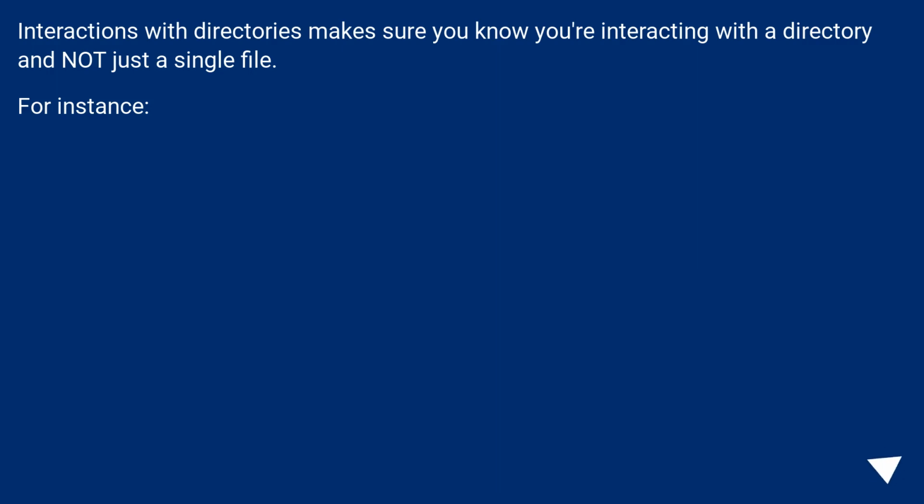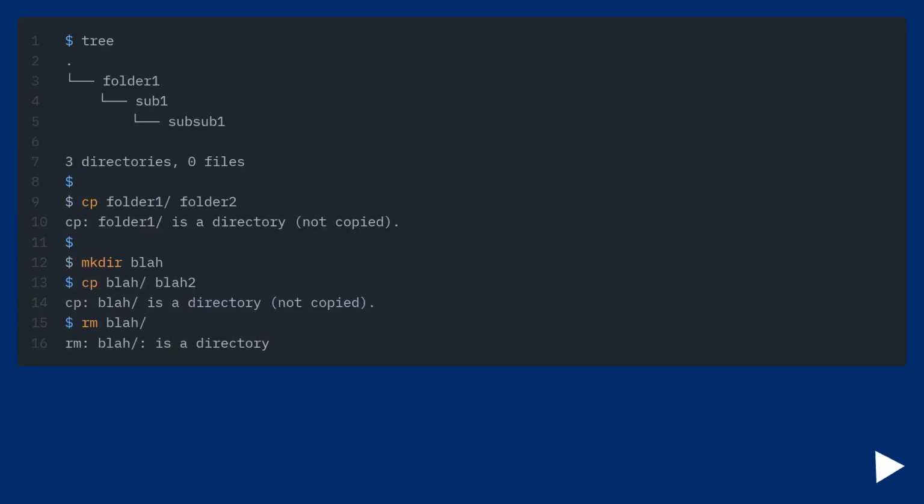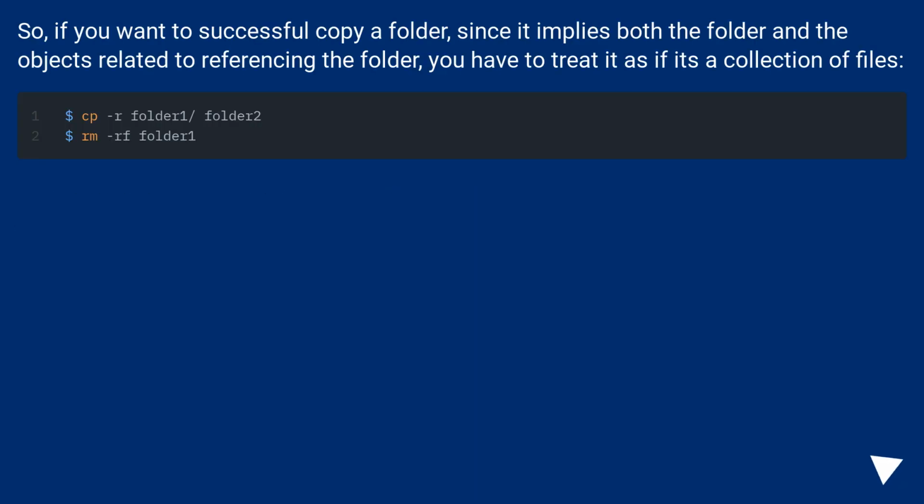Interactions with directories. Make sure you know you're interacting with a directory and not just a single file. For instance, so, if you want a successful copy of a folder, since it implies both the folder and the objects referencing the folder, you have to treat it as if it's a collection of files.